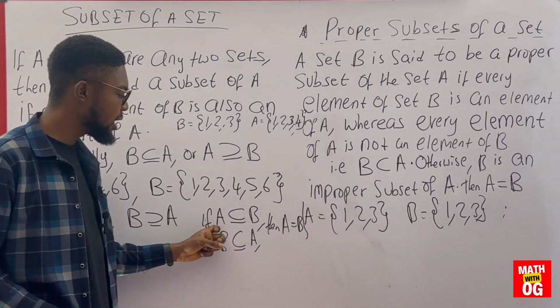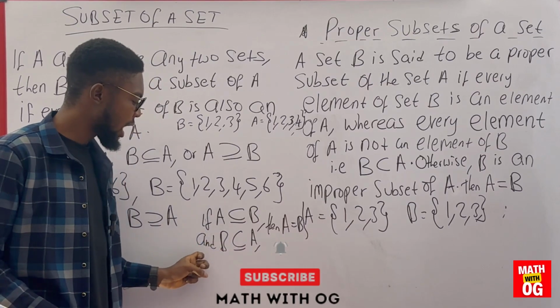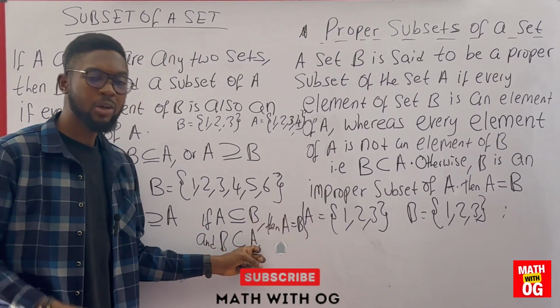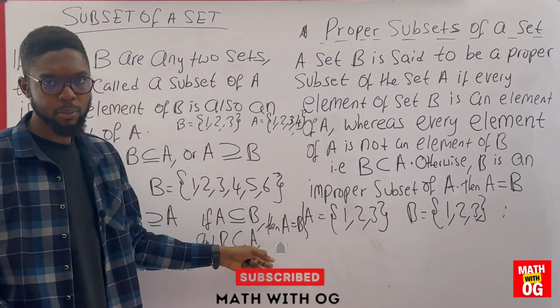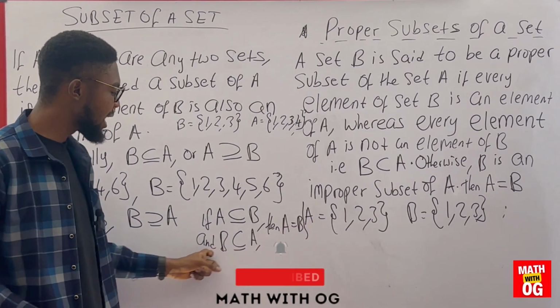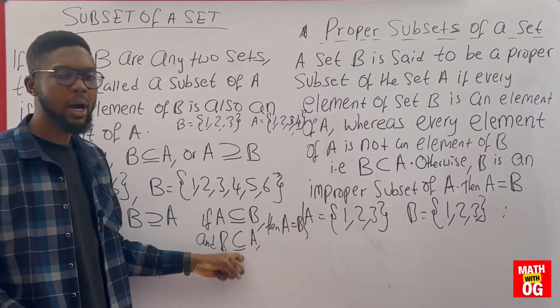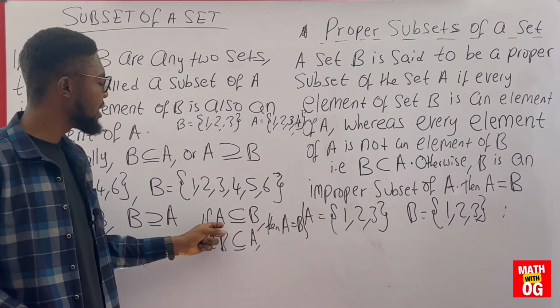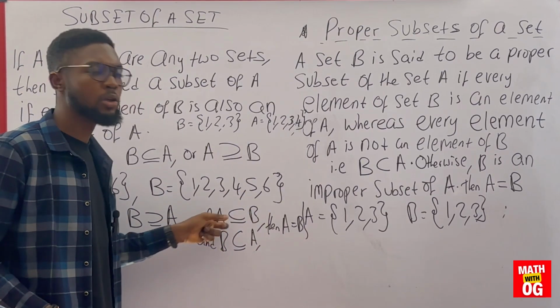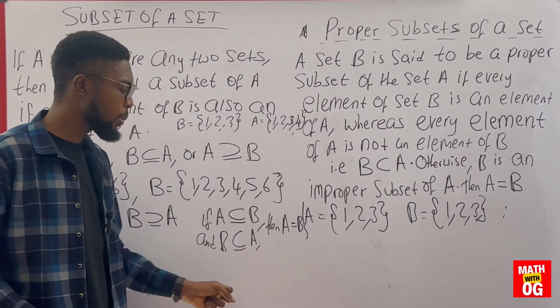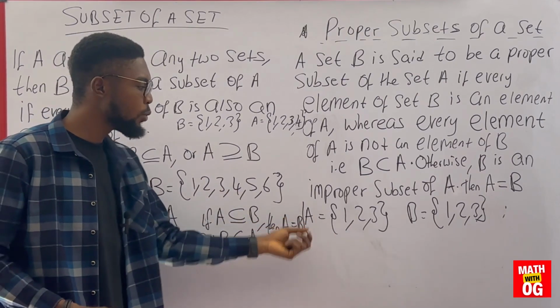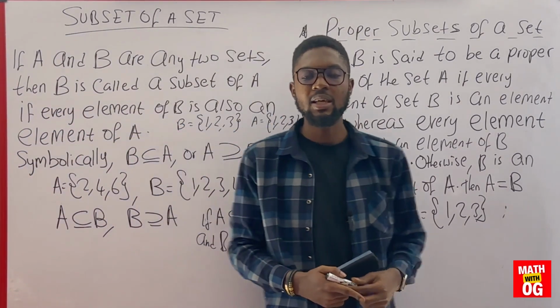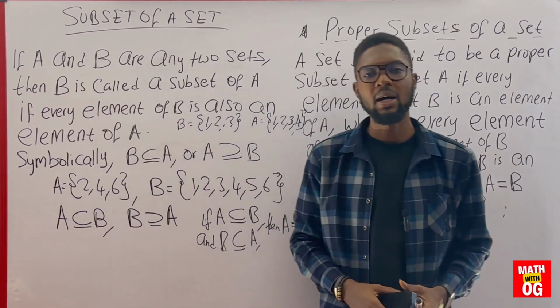For the last time, if A is an improper subset of B and B is an improper subset of A. I'm using "and" because we don't know if this is proper or improper subset. So if A is a subset of B and B is also a subset of A, it means that they are both improper subsets of each other. Then A will be equal to B. So that is all about subset.